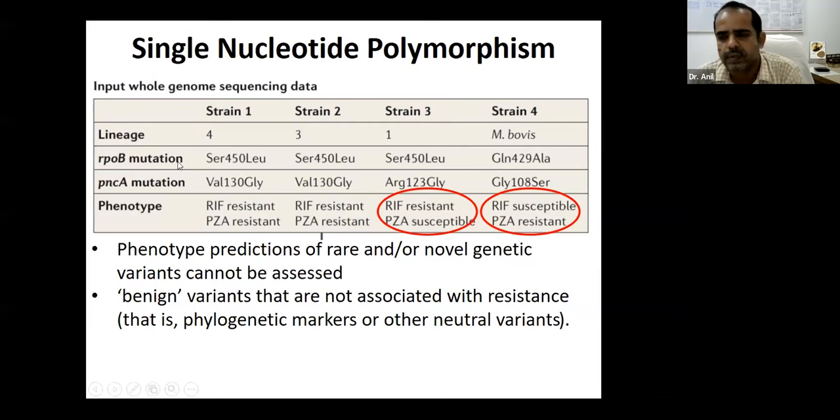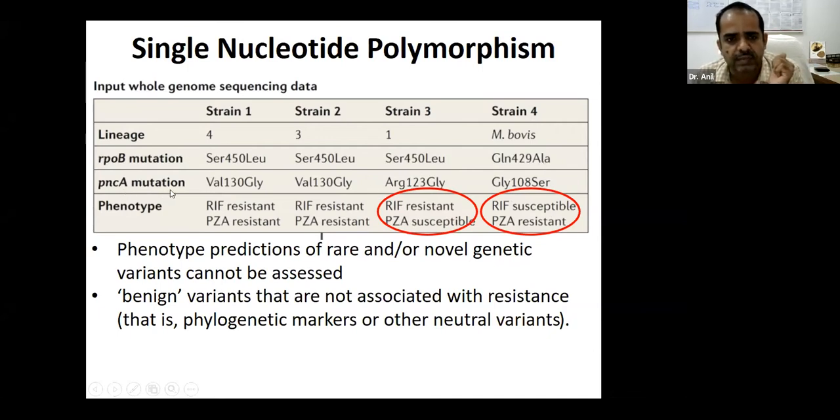When you look at the rpoB mutation, that confers resistance to rifampicin, strains 1, 2, and 3 had a mutation which conferred a high level of resistance to rifampicin, so they were reported as resistant. But Mycobacterium bovis had an SNP that didn't confer resistance to rifampicin, so it was reported as rifampicin susceptible. This is a benign mutation, so it will not be reported as resistant.